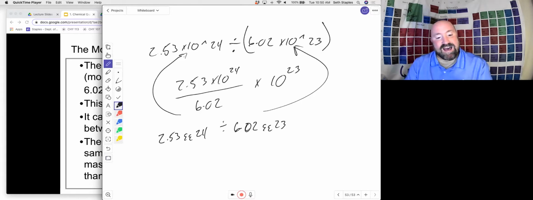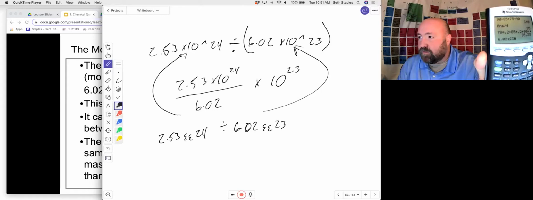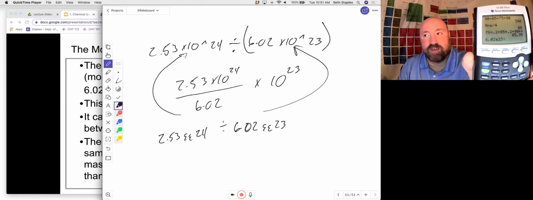So like I said, on the TIs, it's just right there above the comma. So you would do 6.02, second E23. See if I can show you what it would look like. There you go. So you can see it right there. So that's what it would look like in the TI calculator.